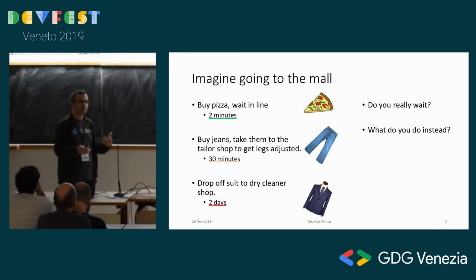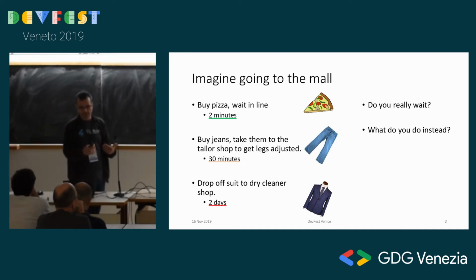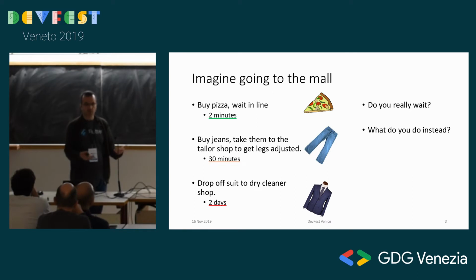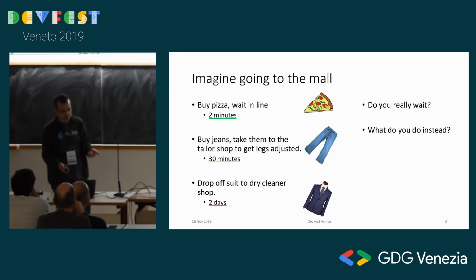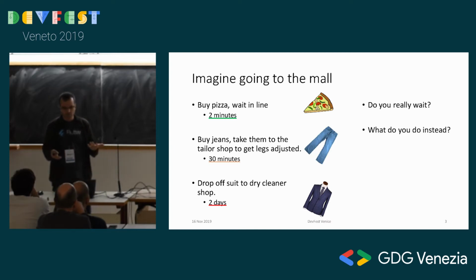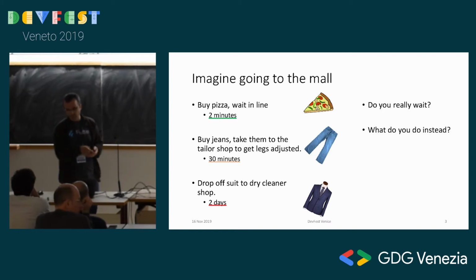What do we mean? Let's imagine that we are going to the mall and we want to buy pizza and we have to wait in a line for 2 minutes. Okay, we wait. And then we buy jeans, we go to the tailor shop to get the legs adjusted. 30 minutes, okay, maybe we still wait. And we drop off our suit at the dry cleaner shop. They say 2 days. Do we wait there? Obviously not. So do we really wait? How do you decide if you're going to wait? What do you do instead? Even if I'm waiting for the pizza, what do I do? I just take out my phone and fill in the empty time, right?